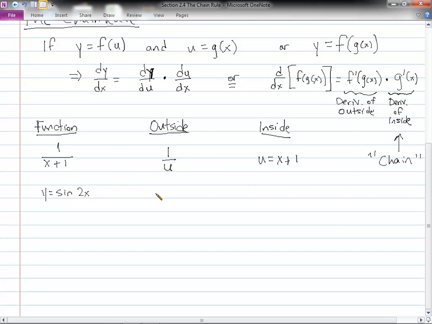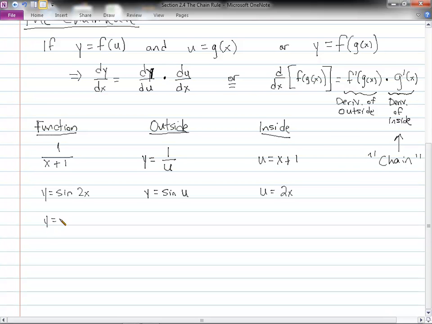What would you say is the outside function? So y is like sine of u, and u is like 2x. So the outside function, the container function, is the sine of something, and the thing that goes inside that container is 2x.